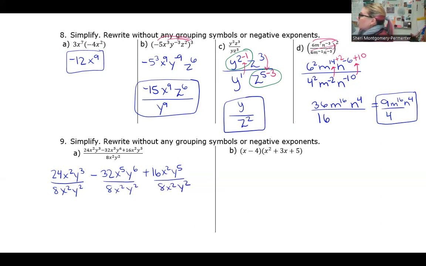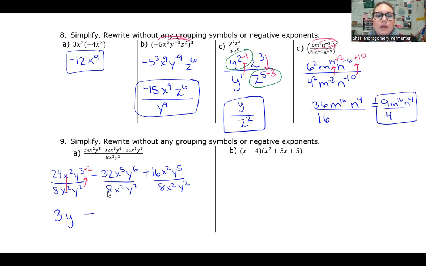So now I'm going to take each individual fraction and I'm going to reduce it. So as I reduce them, I'm looking at the numbers. So 24 divided by 8, and I'm looking at the values here. That one's actually pretty nice because anything over itself is 1. So what is 24 divided by 8? 3. And then I have anything over itself is 1. And then I have the y's. 3 is bigger, so I'm going to subtract 2. So I get y to the first power. So that's the first term. Then I'm going to subtract. And then I go to the next one.